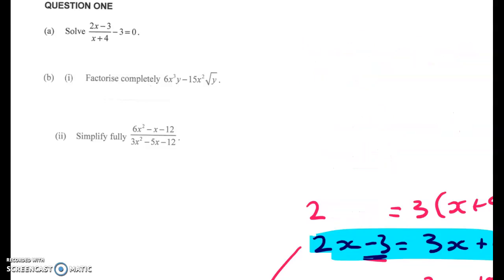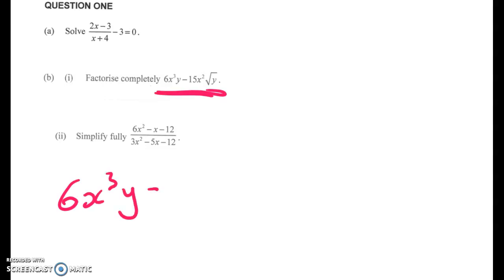Right, B part 1 I think is in some ways easier than A. We just have to factorise an expression. So we're going to look at the coefficients, at the numbers, then we're going to look at the x's and the y's, and we'll take out the highest common factor of each. So 6x cubed y minus 15x squared root y is equal to, well, let's first look at the 6 and the 15. The highest common factor is 3.